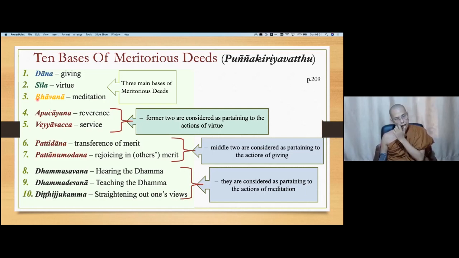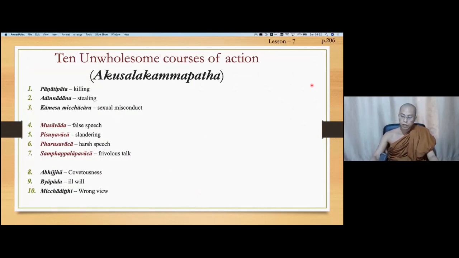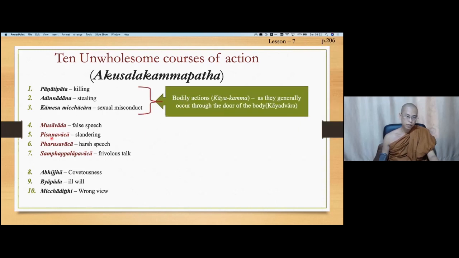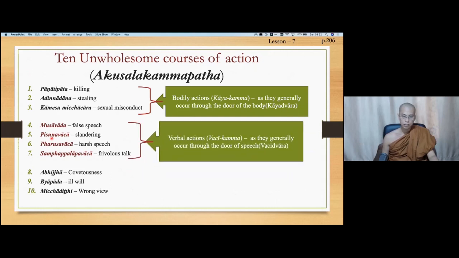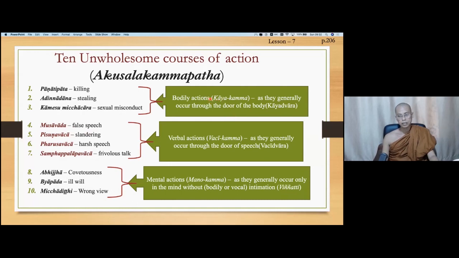So these are the 10 bases of meritorious deed, called Punnakiriyavatthu in Pali. You can find more about these 10 bases of meritorious deed in the Comprehensive Manual of Abhidhamma, page number 209. Then let's review the slides in lesson 7. There we have already studied the 10 unwholesome courses of action, akusala kammapatha. Here the name is akusala kammapatha; there the name is Punnakiriyavatthu. These are pananatipata, adinnadana, kamesumicchacara, musavada, pisunavaca, pharusavaca, samphappalapa, abhijjha, vyapada, micchaditthi. These are divided into three according to the door of action: kaya kamma, vaci kamma, and mano kamma.